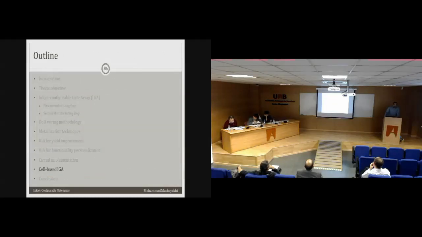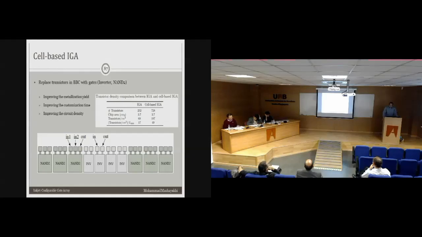Okay, finally we came up to the idea of improving the density and some other criteria inside the IGA. So we designed cell-based IGAs. What is cell-based IGA? Cell-based IGA is a new implementation of IGA where the transistor arrays are replaced by logic arrays, by inverters and NAND2 in this case.